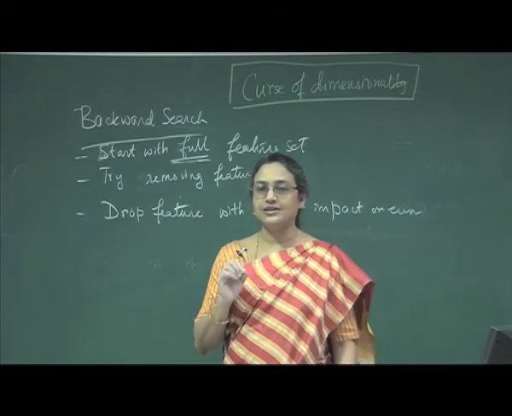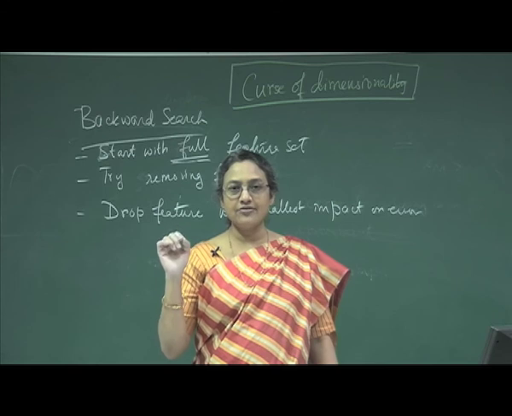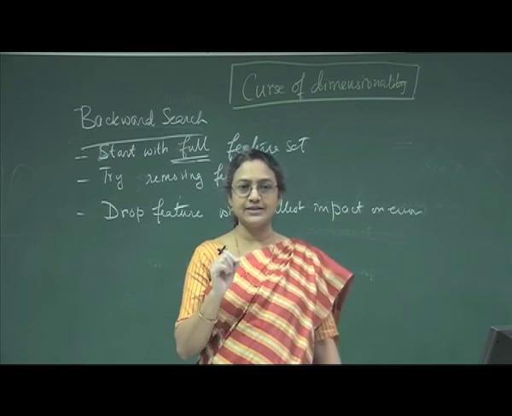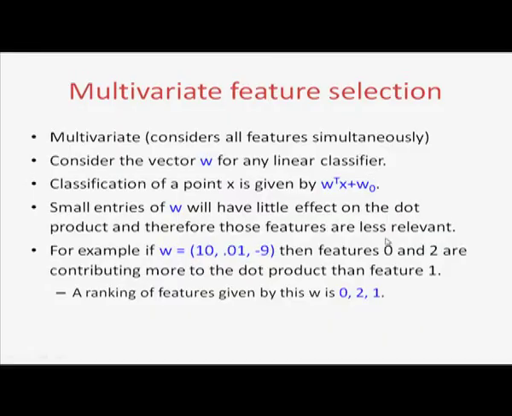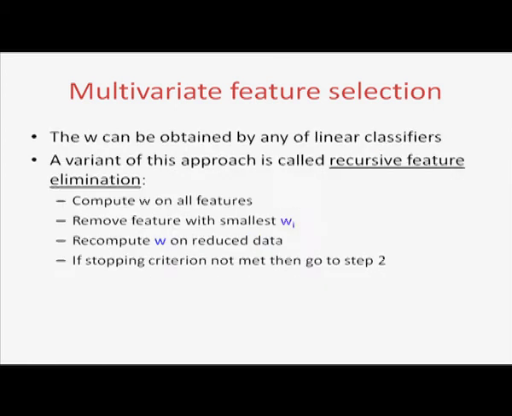Now you look at the values of this matrix. If you have Wi xi and Wi is small, xi has less contribution to y. But if Wi is large, xi has large contribution to y. So for example, if W values are 10, 0.01, and minus 9, the features whose coefficients are 10 and minus 9 have high contribution to the output. But the one with coefficient 0.01 has low contribution to the output. So we can drop this feature. So this is multivariate feature selection, and the W can be obtained by any of the linear classifiers.